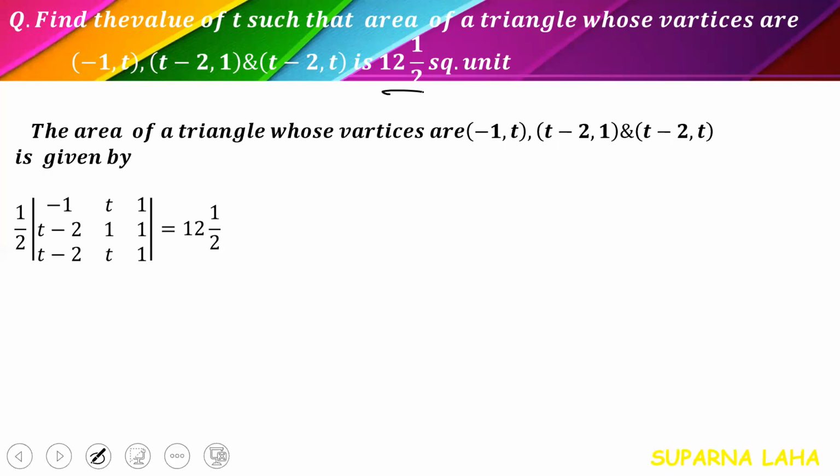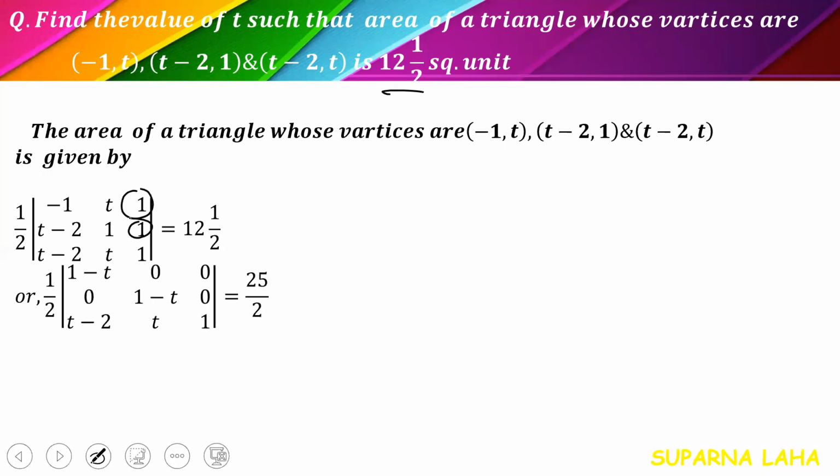Now simplify this equation. Here I am making the first 2 elements 0, this element and this element. What am I using? I am using this operation, that is R2 dash is given by R2 minus R3, and R1 dash is given by R1 minus R3. Clear? So these 2 elements are 0.